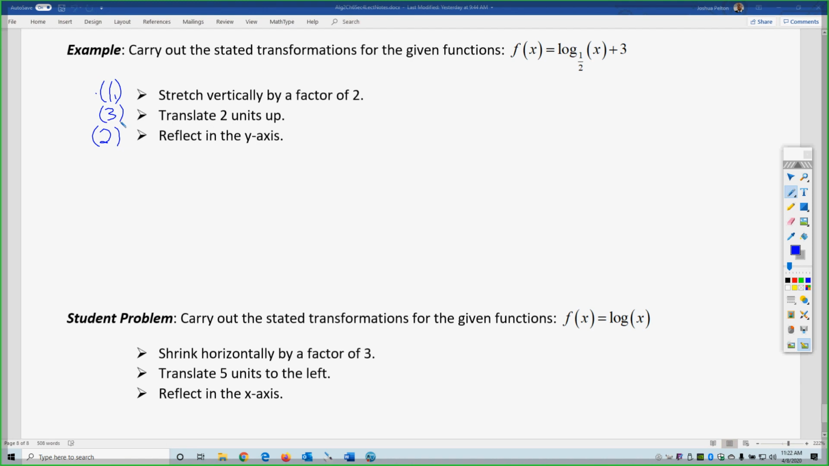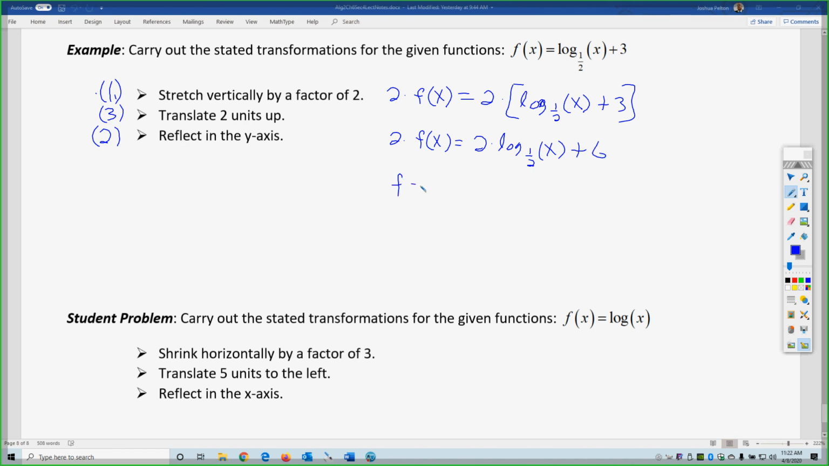So we have to do 2 times f of x, since it's vertical, it's on the outside for the stretch. So that's 2 times log base 1/2 of x plus 3, which is incorrect because it's 2 times the entire f of x. So you need parentheses or grouping symbols. So 2 times log base 1/2 of (x plus 3), that's 2 times log base 1/2 of x plus 6. So the next one is reflect in the y-axis. If I reflect in the y-axis, that affects the x value being switched. So that's going to give me 2 times log base 1/2 of -x plus 6.